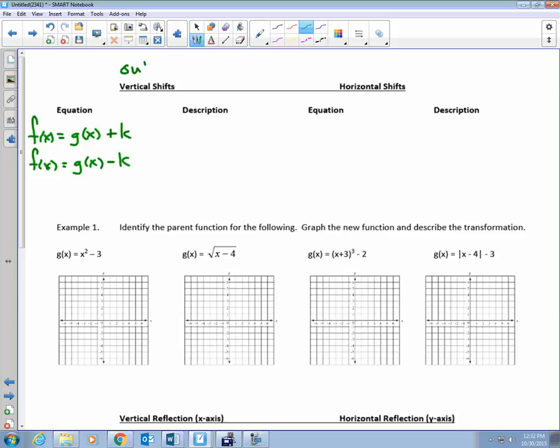If it's on the outside, it is a vertical shift. If it is on the inside, it affects it horizontally. Outside, vertical. Inside, horizontal. So you see that the plus k and the minus k are on the outside. If you see a plus k, it's going to move the entire graph up k units. Every single point will move up exactly k units. If you see minus k, it will move it down k units.